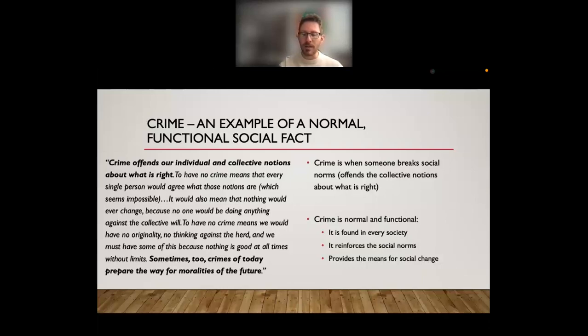Before gay marriage was allowed in the US and before there were anti-discrimination laws for sexual minorities, they had to commit crimes. LGBT folks were committing crimes to push the notions of what morality is. Pride parades, demonstrations, Stonewall, right? So eventually, up until now, crime provided the means for social change. Without crime, there would never be social change. That is why it is functional.